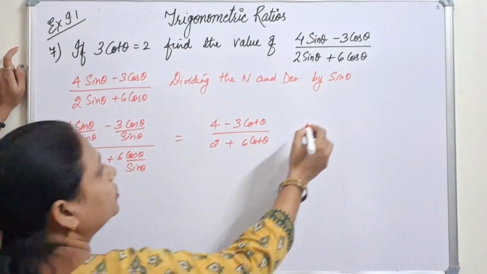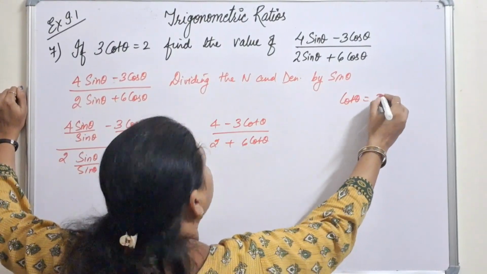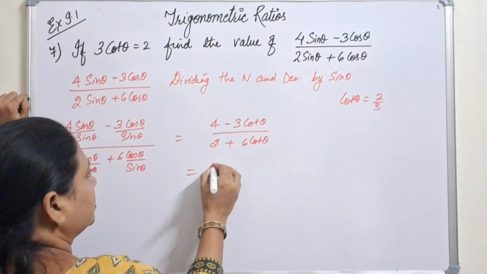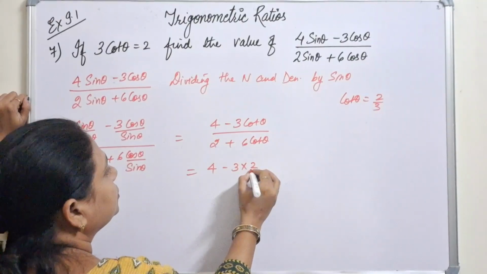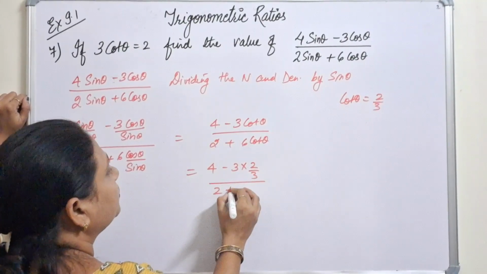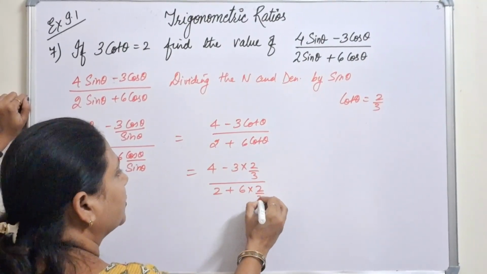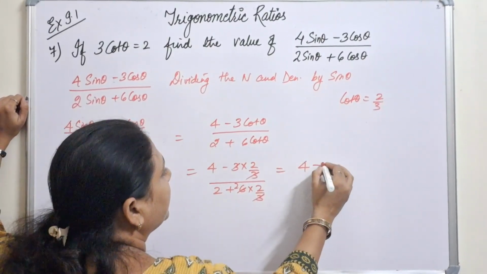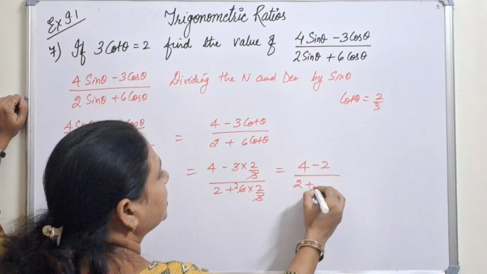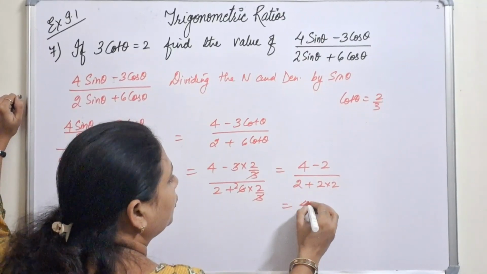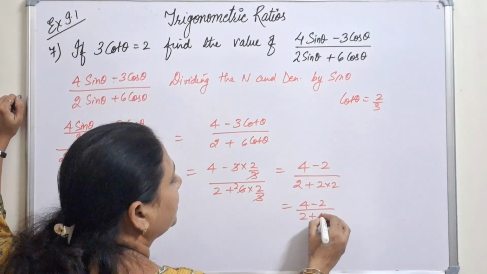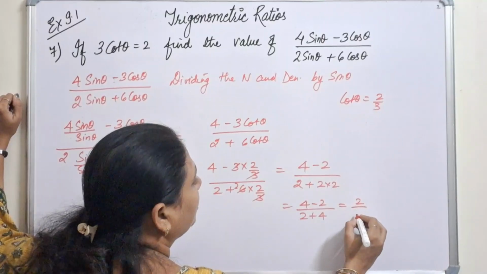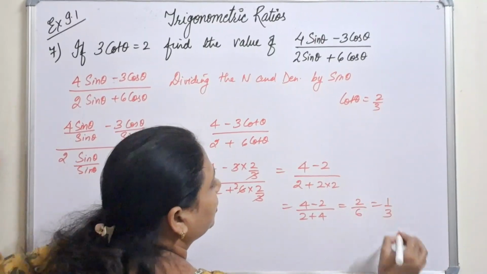And cot theta की वैल्यू आपको दी गई है, that is 2 upon 3. So 4 minus 3 into 2 upon 3, upon 2 plus 6 into 2 upon 3. This 3 will be cancelled and here 4 minus 2 upon 2 plus 2 into 2, 4 minus 2 upon 2 plus 4, that is 2 upon 6, that is 1 upon 3.